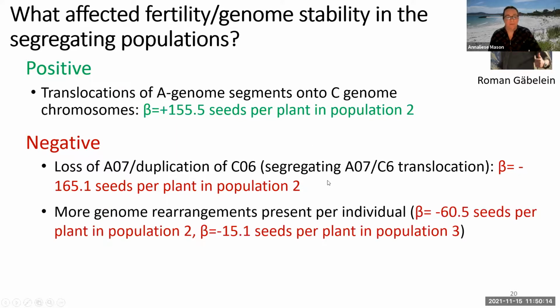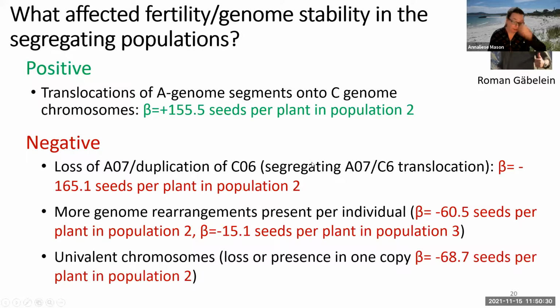And then having more genome rearrangements present has a negative effect on seed fertility. That's predictable, right? Because the more rearranged the genome is, the less likely you are to have good homologous chromosome pairing if you get heterozygous translocations anyway. And then univalent chromosomes, interestingly, had quite a strong effect also. So loss or presence of only 1 copy of a chromosome. So this strong aneuploidy in terms of dosage effect had a negative effect on seeds per plant. So this is in the segregating H3, H4 populations from the parent karyotypes established before.